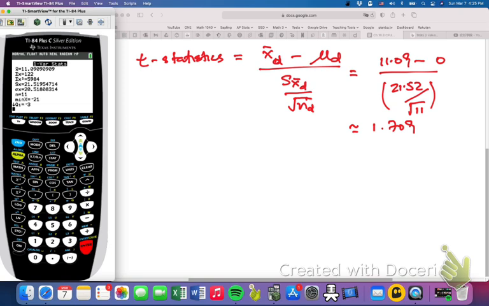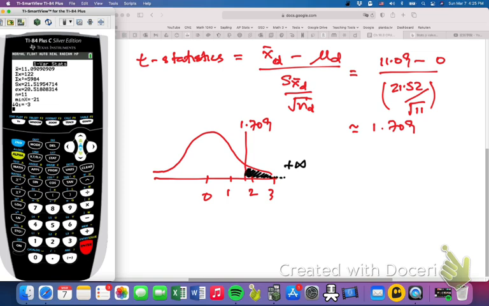I always like to graph, right? So draw a normal curve, which is 0 in the middle, and show where 1.709 is. Now, according to our alternate hypothesis, we are trying to test if the mean difference is greater than 0. So it's to the right. So we are trying to graph to the right, and obviously it's going to positive infinity, and the calculator can't take infinity, so we put a very, very big number.